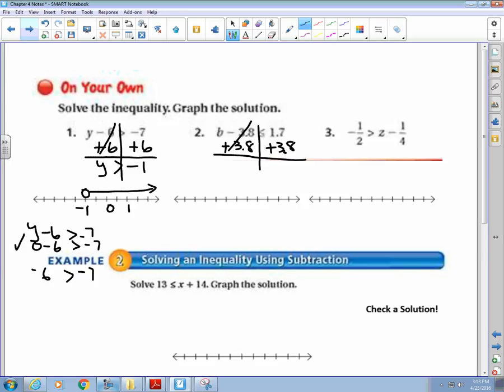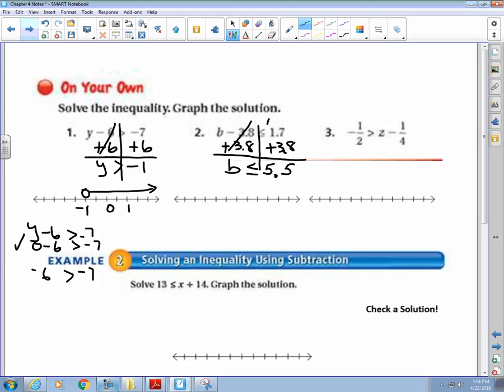The negative 3.8 and positive 3.8 cancel out to 0. All I'm left with on the left side is b. I still have less than or equal to, and then I have 1.7 plus 3.8. I'm going to add those together. 7 and 8 is 15. I'm going to carry the 1. 1 and 3 is 4, plus the 1 up top is 5. So that'd be 5.5. Got to bring my decimal point down. So b is less than or equal to 5.5.